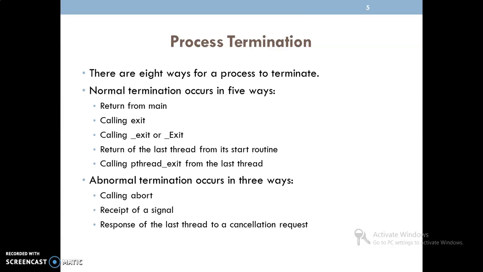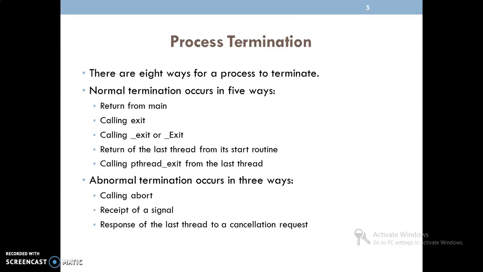Next, process termination. As we know, a program under execution is nothing but a process. That means the process will be started due to the main function. Now, how is a particular process terminated? Nothing but the program can be terminated. Here, there are different ways.